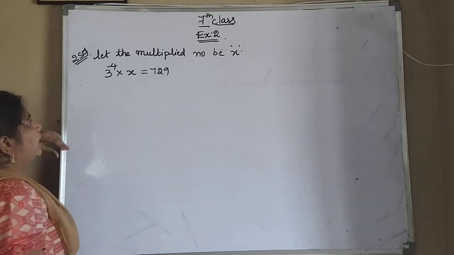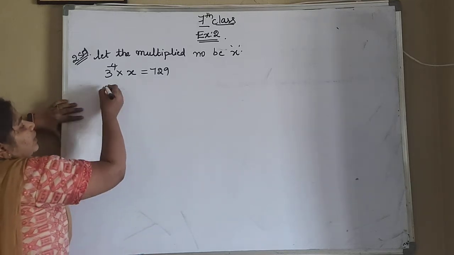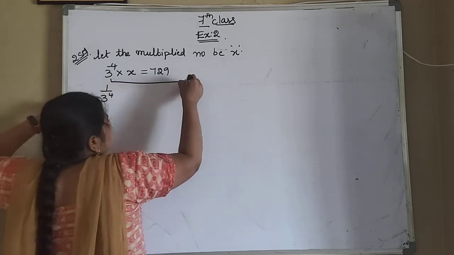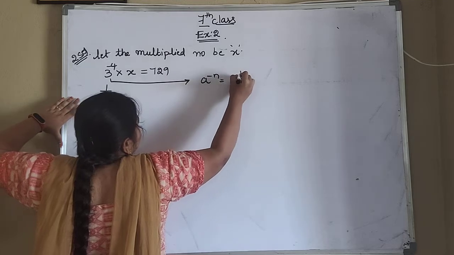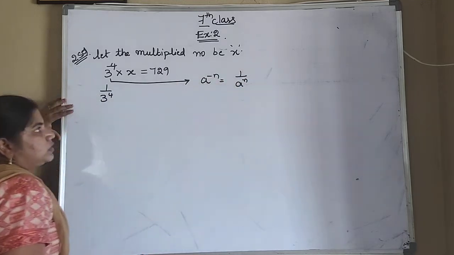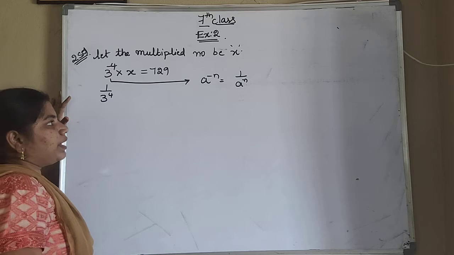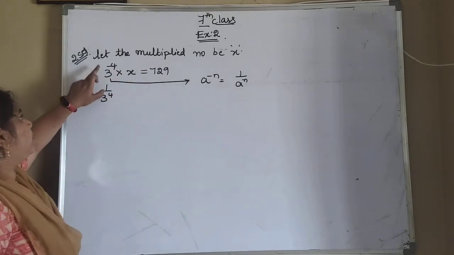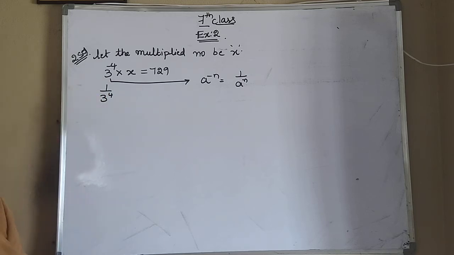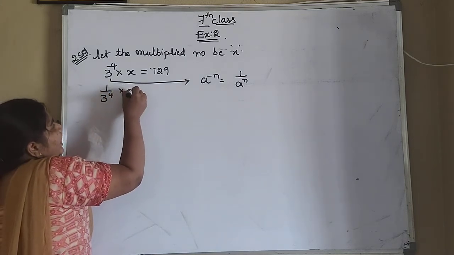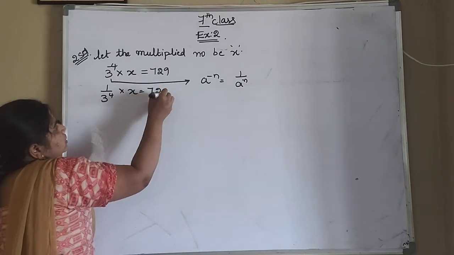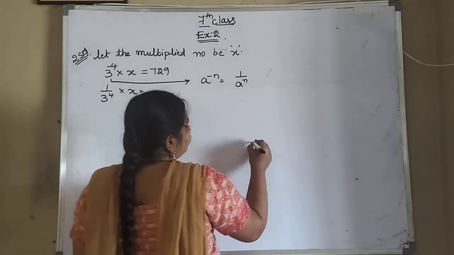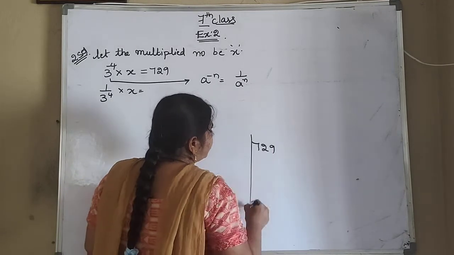So now how to write this? This 3 power minus 4 we can write in the form of 1 by 3 power 4, because here I am applying a power minus n is equals to 1 by a power n. By applying this formula we can write 3 power minus 4 as 1 by 3 power 4. So 1 by 3 power 4 into x is equals to 729. Now this 729 we have to convert into prime factors.